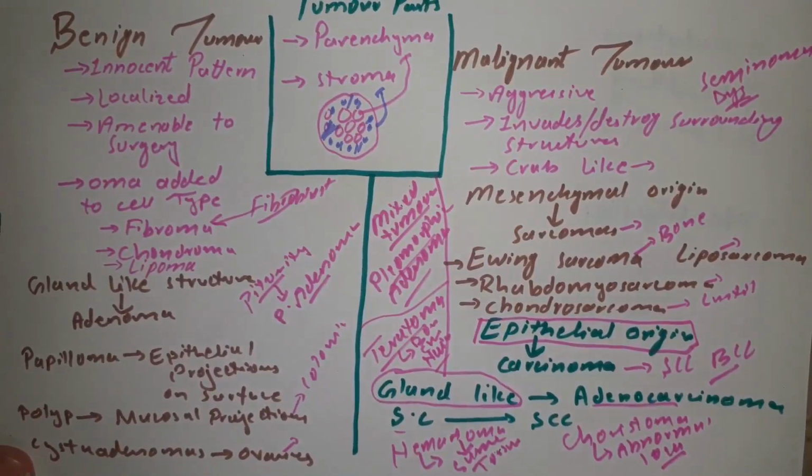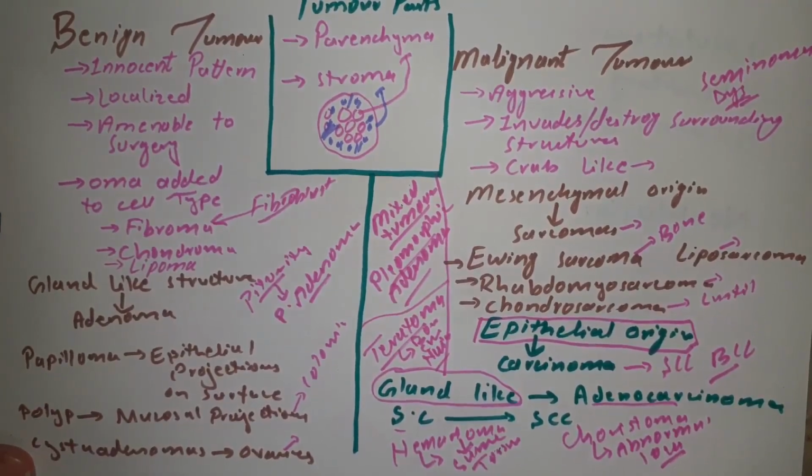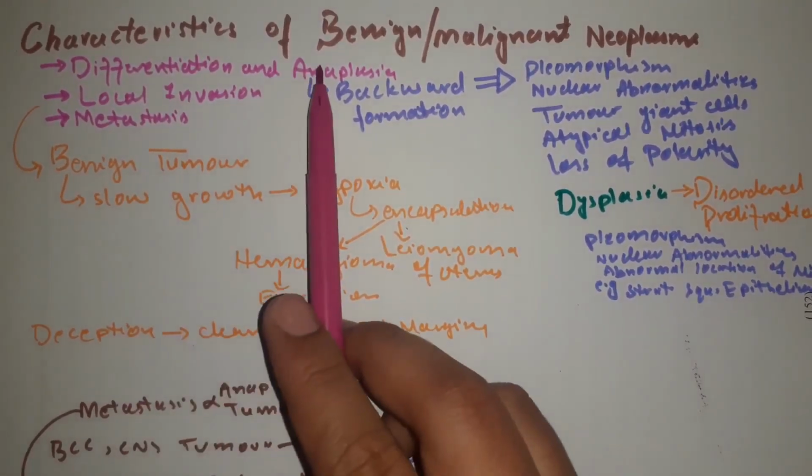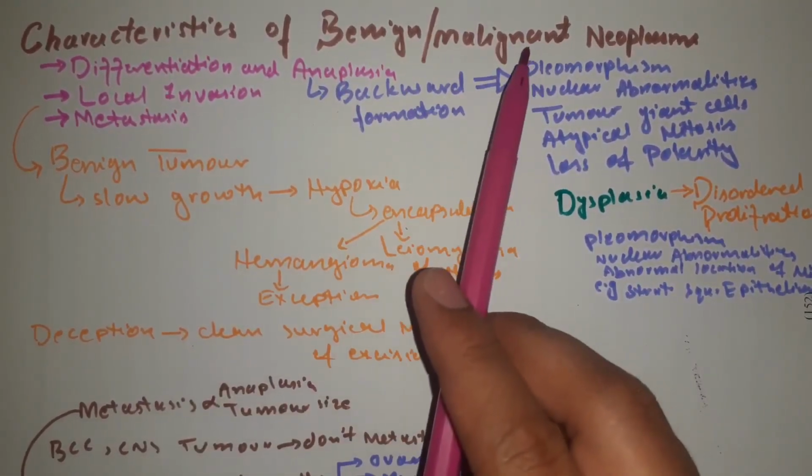Many tumors do not fit into this kind of classification, and you will find in the course of pathology that the nomenclature of tumors is a complex thing which cannot be summarized in such an easy and small way. In this video, we are going to discuss different characteristics of benign and malignant neoplasms.